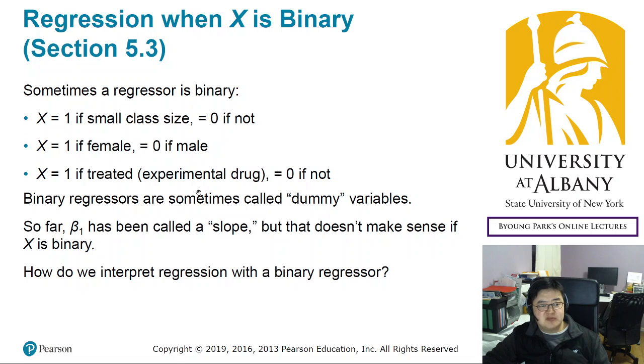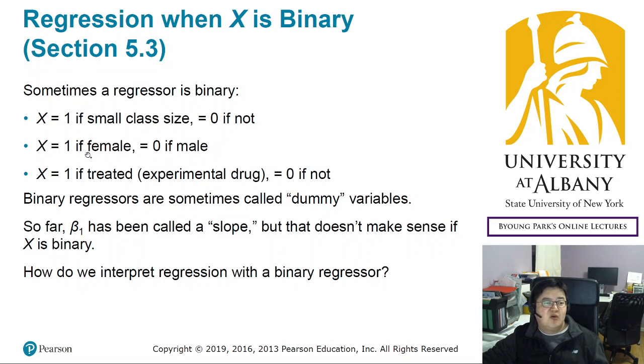So these are examples of binary regressors, and often they are called dummy variables because they are not actual numbers. I have information about class size, gender, and your medical treatment record, but they are not numbers. So to include them in your regression model, we encode the outcomes as 1 or 0. So then it's clear that 1 doesn't mean there is a unit.